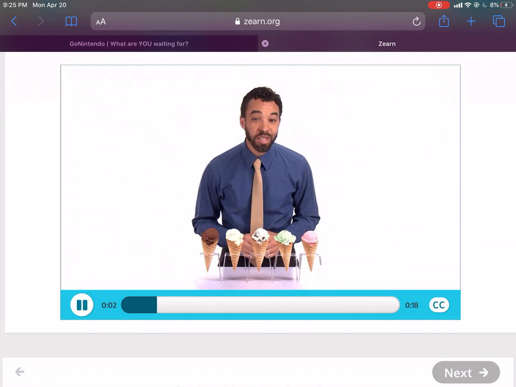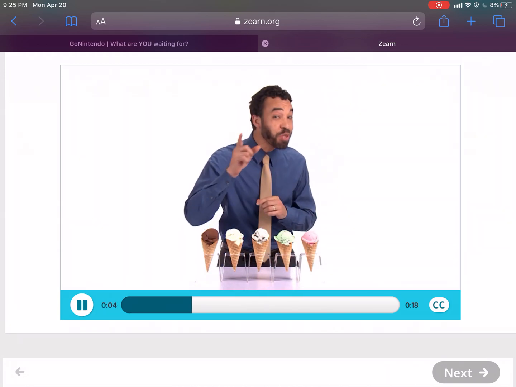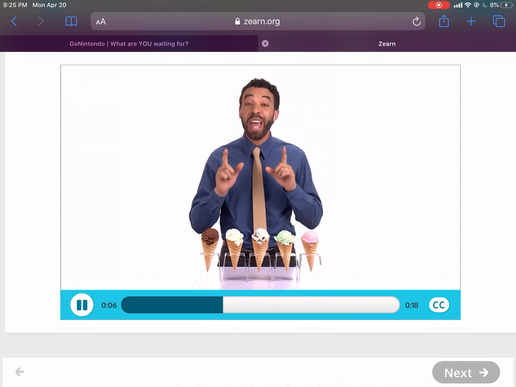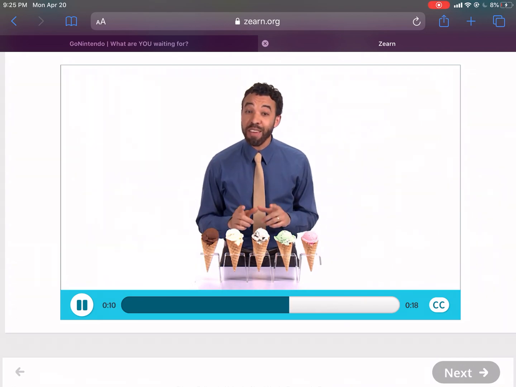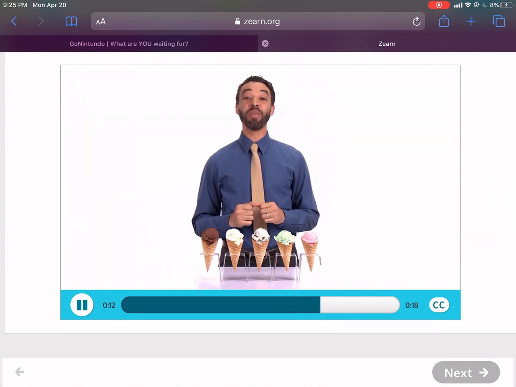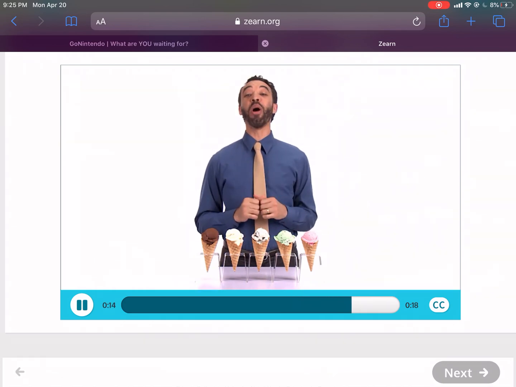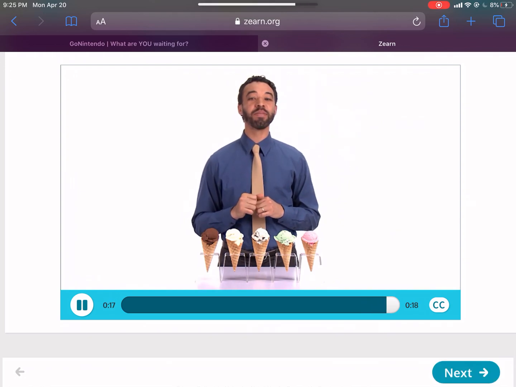What's up, Math All-Stars? Today we surveyed a classroom just like yours to find out everyone's favorite ice cream flavor so that we know how much of each flavor to buy for an ice cream party. We tallied the results and put them on a picture graph. Let's check it out.